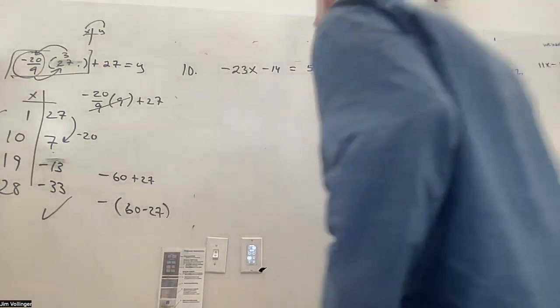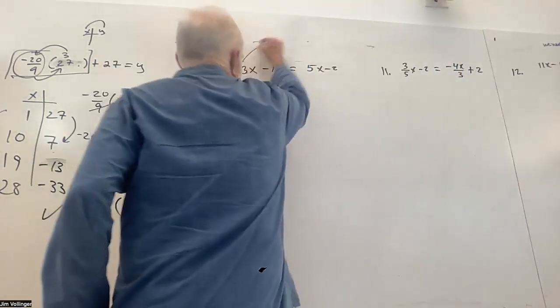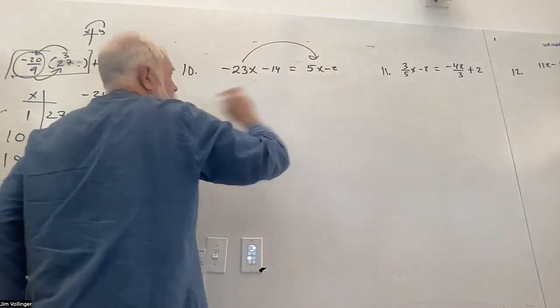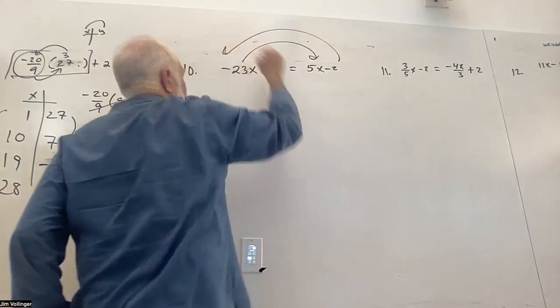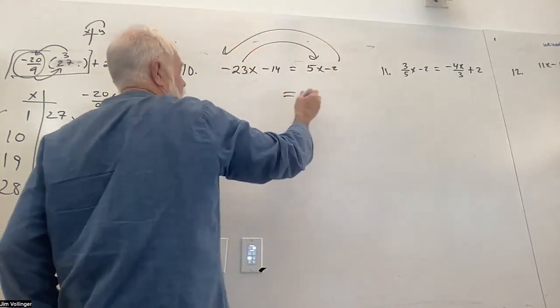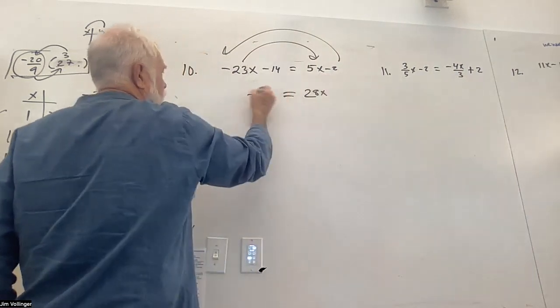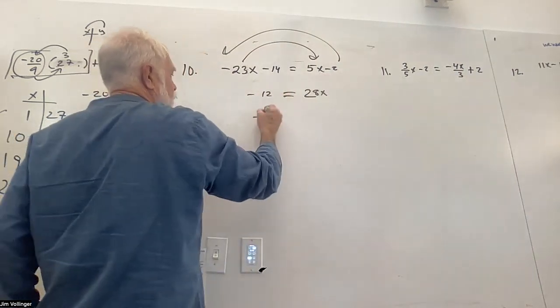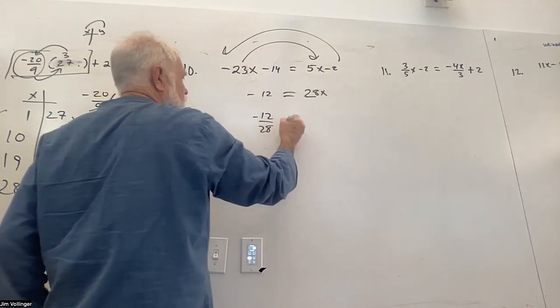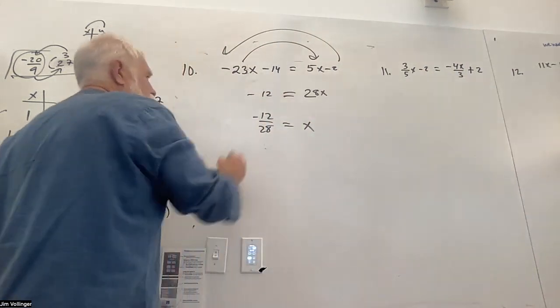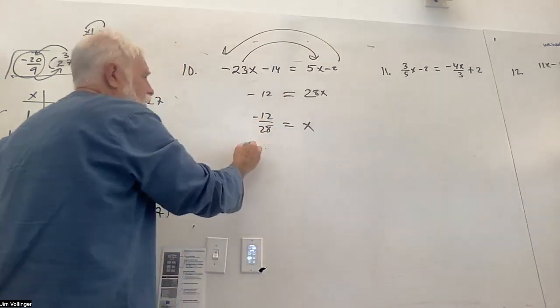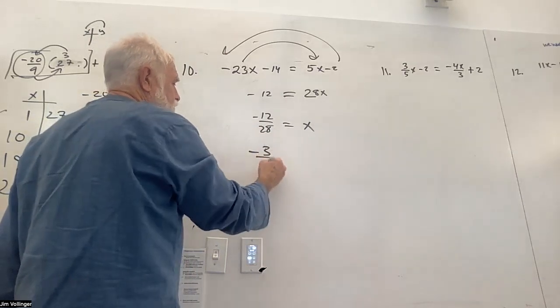Okay, so I don't like dividing by negatives. So I'm going to bring that this way, and I'll bring the minus 2 that way. And hopefully you've been paying attention and you can see why that's 28x and why that is negative 12. And so therefore negative 12 over 28 equals x. We should reduce that. What, 4 goes into both? So minus 3 over 7.